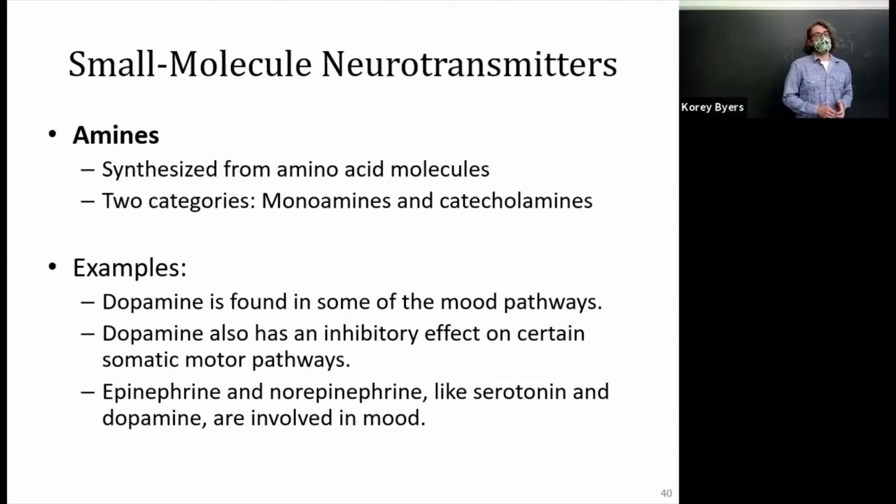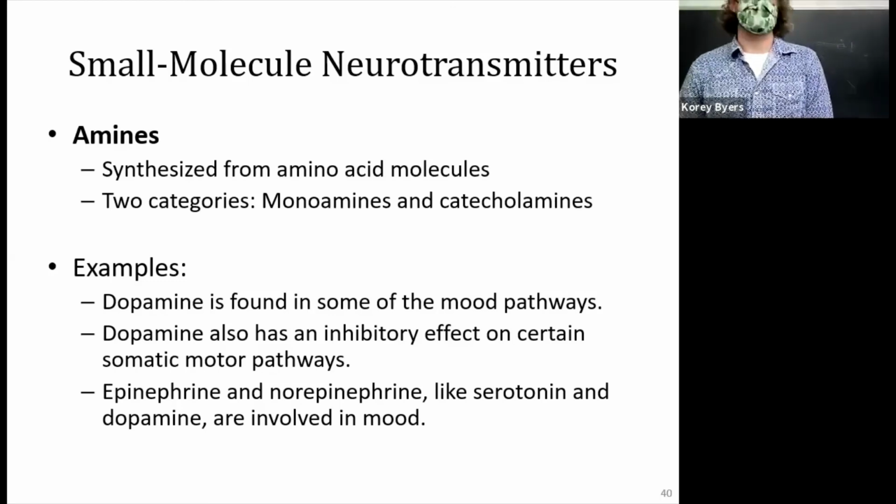Dopamine has an inhibitory effect on certain somatic motor pathways, makes you slower, while things like epinephrine and norepinephrine make you more excited. Epinephrine and norepinephrine make you stressed or anxious or angry. Dopamine calms you down, makes you chill out. So your amines help stabilize your mood. Now they aren't really for mood, they're used for your fight or flight to keep you alive, whether you're running or getting out of there or calming down. But because we're social creatures and they affect our brain, they also affect our mood, whether we are irritable or happy or.